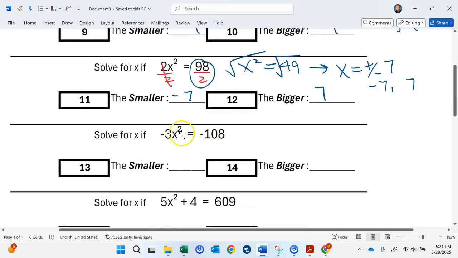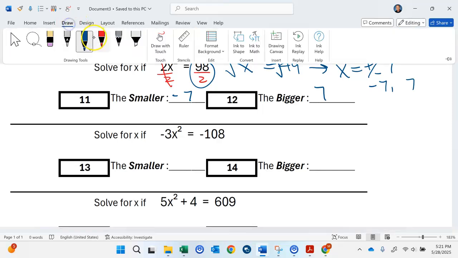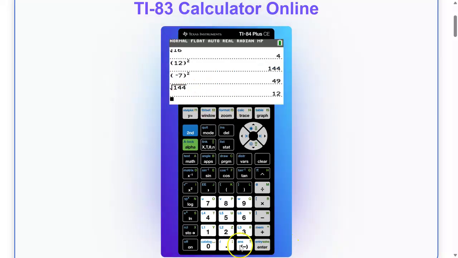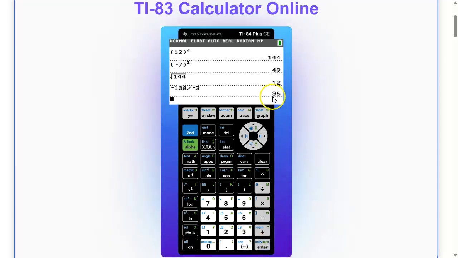Okay, so try this one and come back and check your answer. Okay, so this is going to be x squared. So negative 108 divided by 3. Remember, when you're dividing a negative, you got to use this. So negative 108 divided by, and you got to use it for the 3, negative 3, enter. And I get a positive 36. A negative divided by a negative is positive 36.